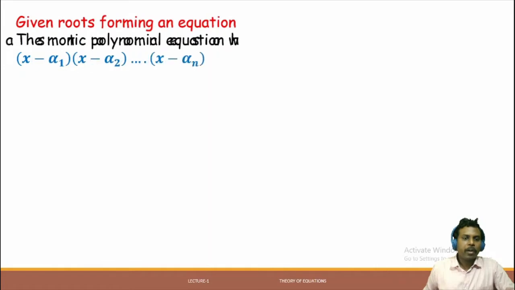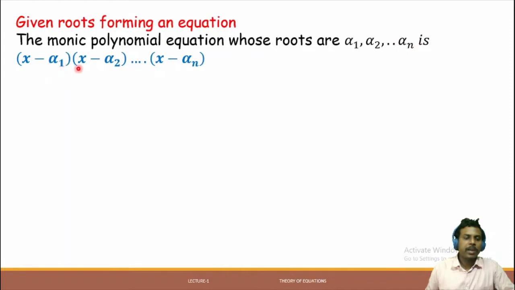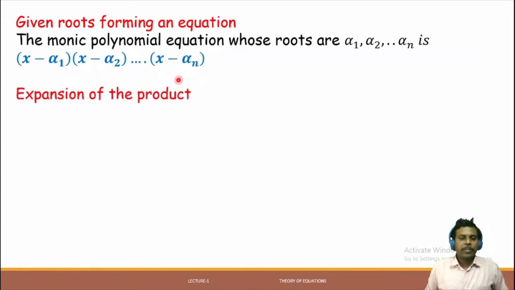The monic polynomial whose roots are alpha 1, alpha 2 and so on up to alpha n is (x minus alpha 1) into (x minus alpha 2) and so on up to (x minus alpha n) actually. This is in fact a polynomial equation with the lowest degree. Expansion of the product. How do we expand this product?